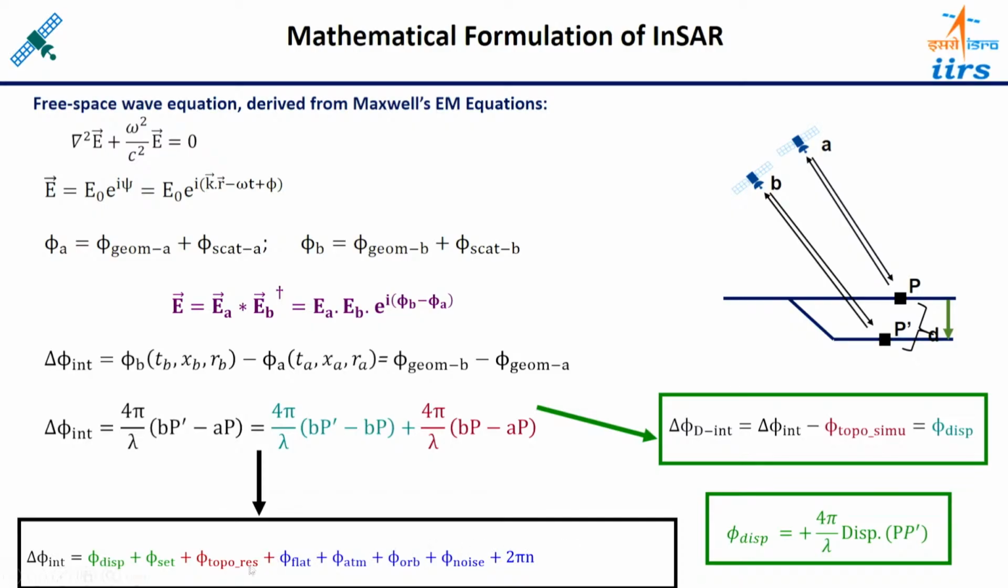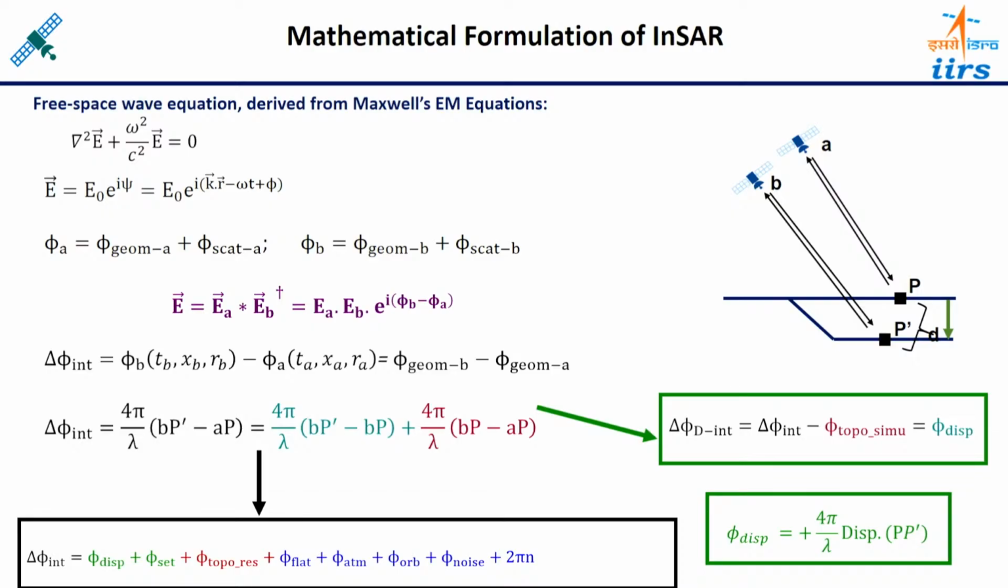You have to remove them one by one. Let us say in one step you have removed the contribution of SET, then in another step the topographic phase, another step the flat earth, then atmospheric, orbital. This way, so many steps are required in interferometric processing, and this particular processing is called the InSAR processing chain.